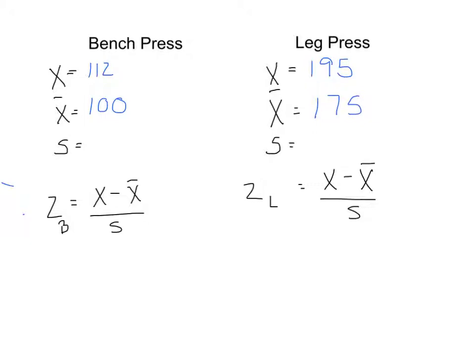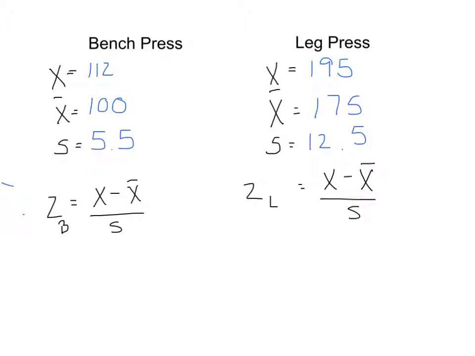In leg press, the team mean was 175 pounds, so here she did 20 pounds better than the mean. So pound-wise, she looks like she's better at leg press than bench press, but that doesn't take into account the differences in standard deviation. The standard deviation for bench press was 5.5 pounds. The standard deviation for leg press was 12.5 pounds.